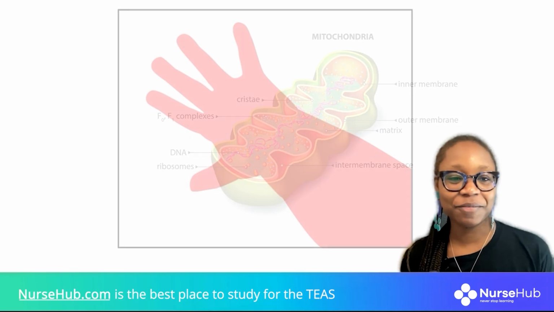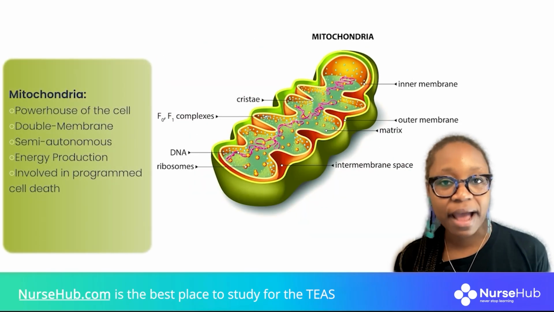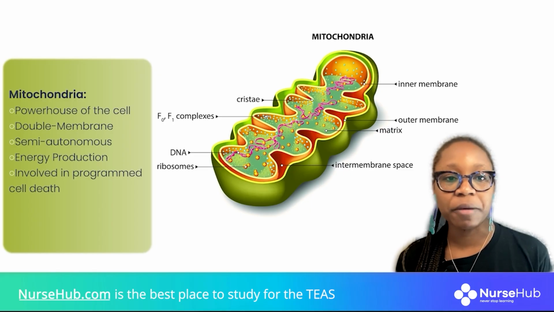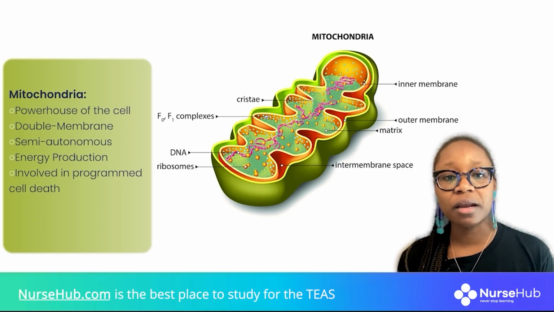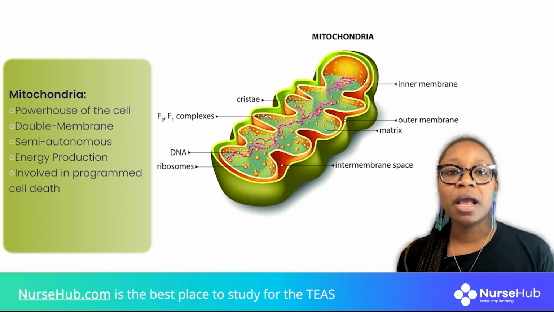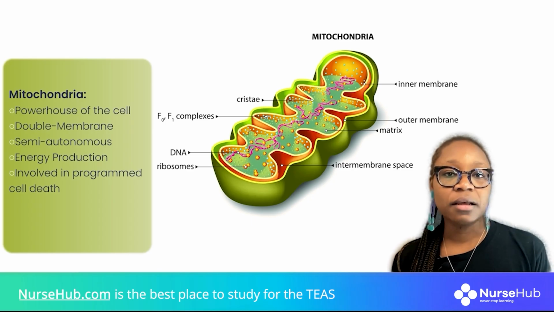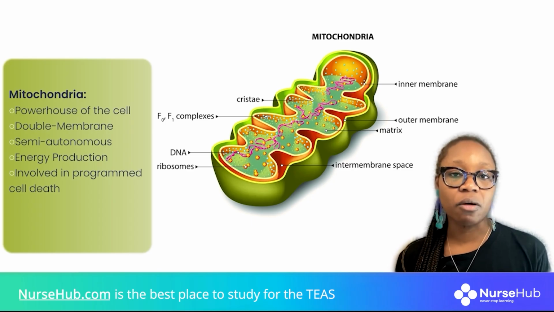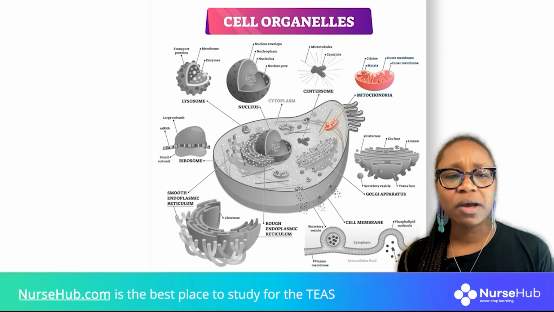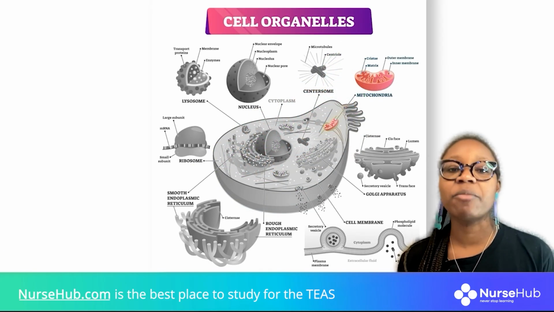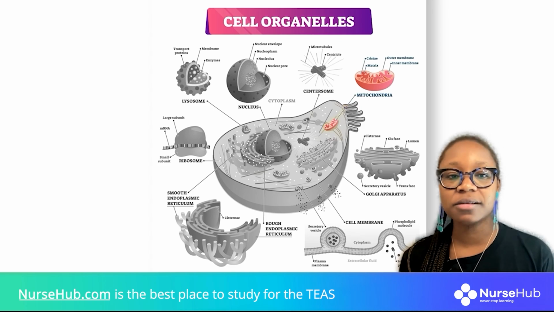You're not needed. In summary, mitochondria are the powerhouses of the cell, with a unique double membrane structure. They are semi-autonomous due to the presence of their own genetic material and ribosomes. Those ribosomes are responsible for protein synthesis and energy production. Not only that, but mitochondria play a key role in programmed cell death. Thank you for watching. We hope you now have a better understanding of the importance of mitochondria in the functioning of cells.